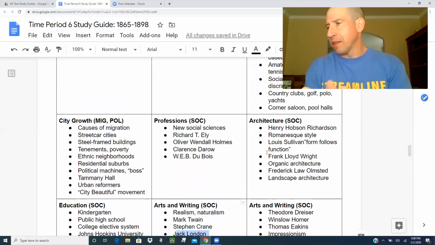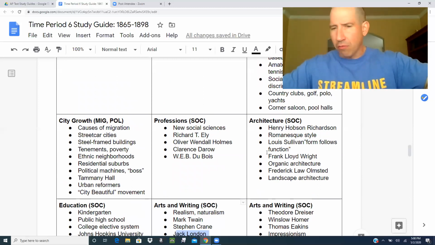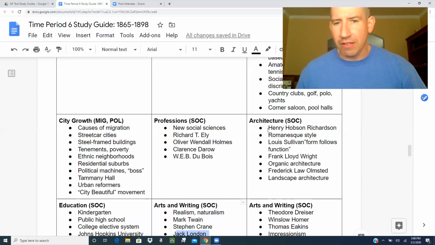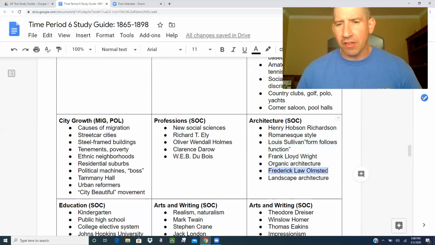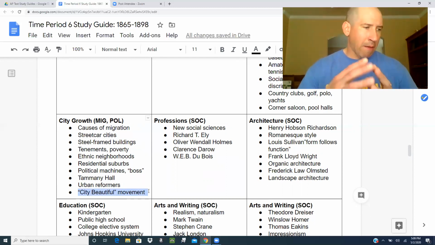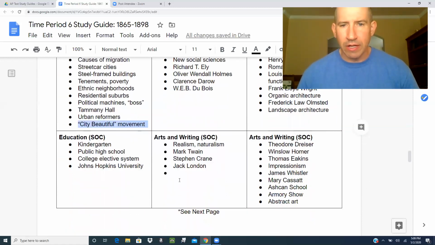Architecture, we got away from the classical style of trying to imitate the Greeks and Romans. And I can't speak intelligently on this, but we switched to a more Romanesque style, with the idea of form following function and organic architecture. We all know Frank Lloyd Wright from Pittsburgh, with Fallingwater, and then Frederick Law Olmsted, who designed Central Park, as part of this City Beautiful movement. Originally in the city, streetcars and everything were all private. Then as cities grew, people realized, wait a second, we need the government to run this for the public good.